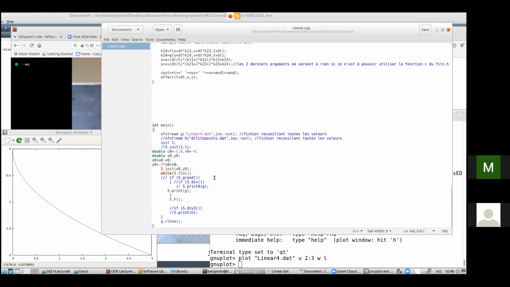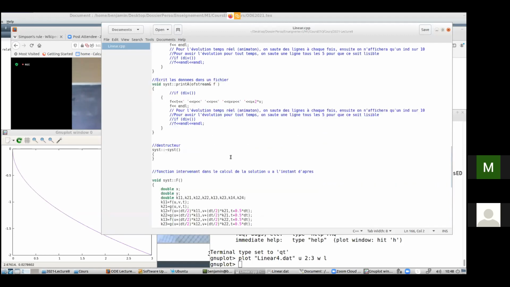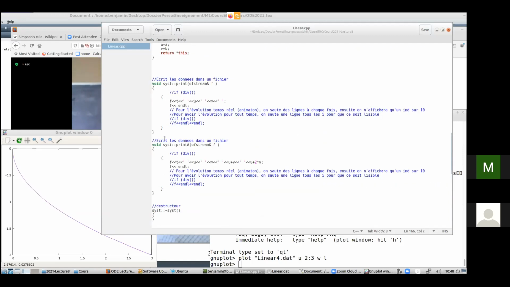So let's do that. So now I'm going to change my print. So now I will also write for each y of t, I will write p times y, which should make x. So my p was the vector 1, 2. And the second vector was 1, 1.